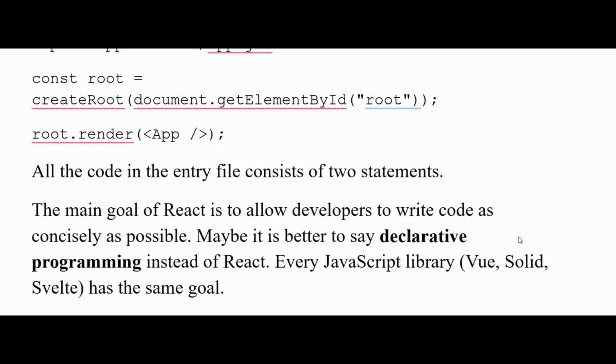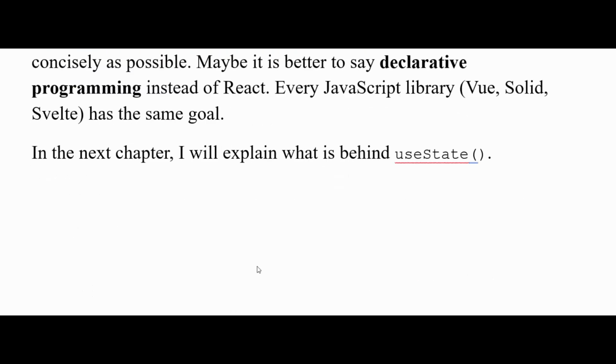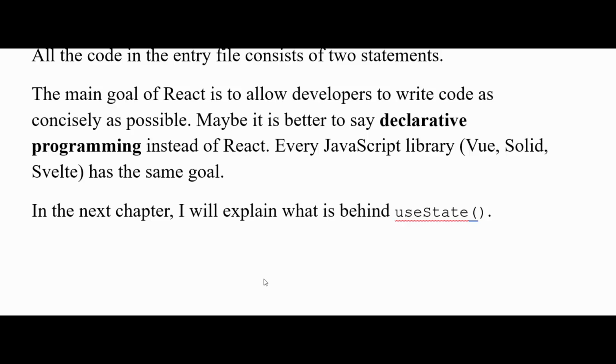The main goal of React is to allow developers to write code as concisely as possible. Maybe it is better to say declarative programming instead of React. Every JavaScript library, Vue, Solid, Svelte, has the same goal. In the next chapter, I will explain what is behind useState.